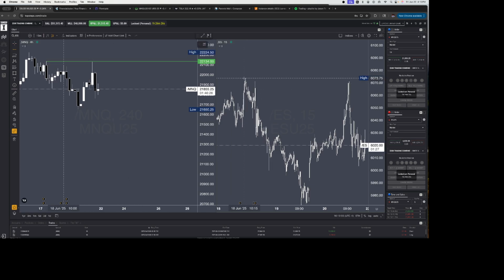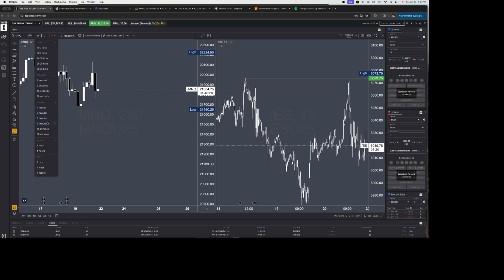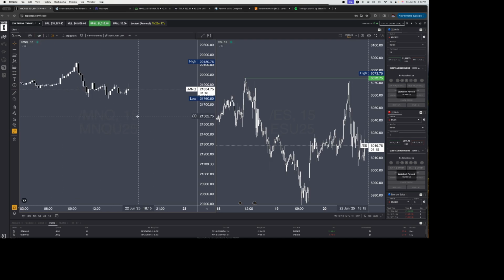And this is going to be the next concept to talk about. This is the easiest one to understand. This concept is super easy. It's called SMT divergence, and I don't take a trade without it personally.